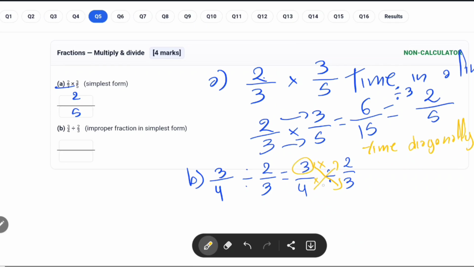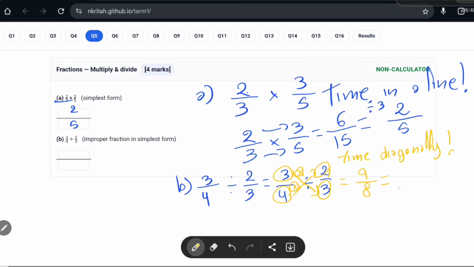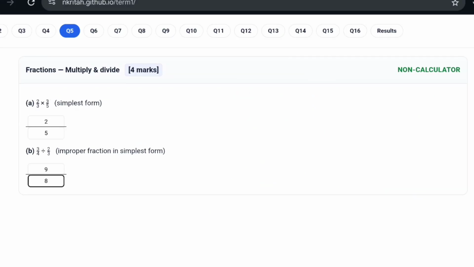Three times 3, which is 9, is gonna be my new number on the top. And 4 times 2 is going to be 8, and that's going to be my number on the bottom, and I am done. That's basically an improper fraction that I could move into a mixed number, being 1 on the top and 8 on the bottom, and 1 remainder. But the question is asking me for an improper fraction, so I give the answer as an improper fraction.